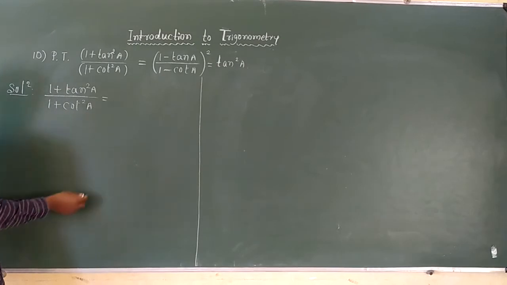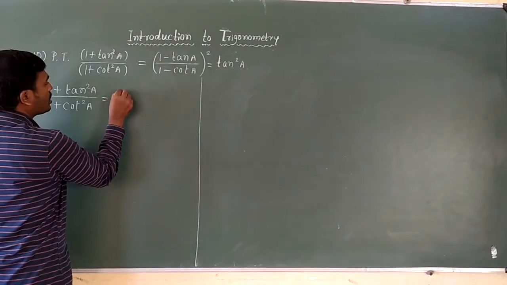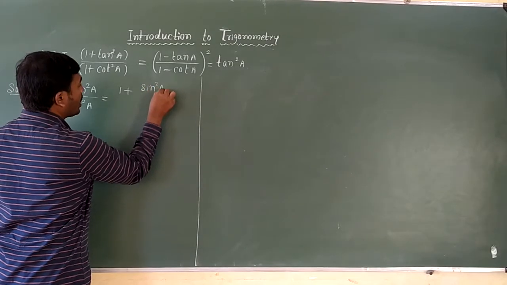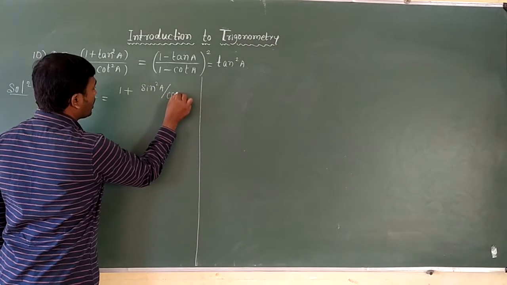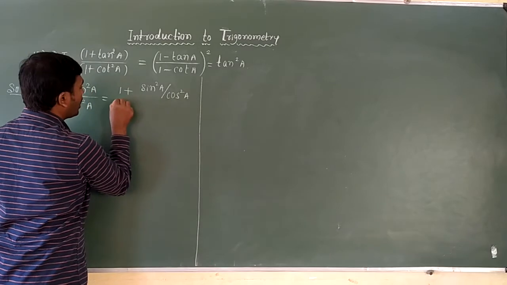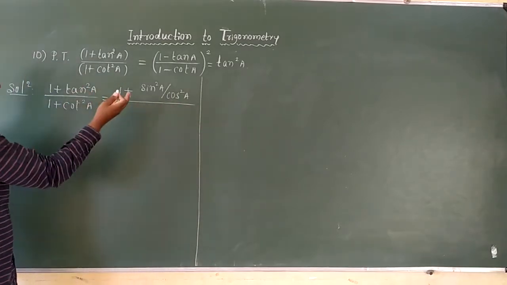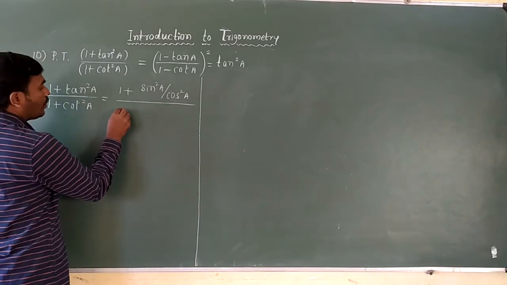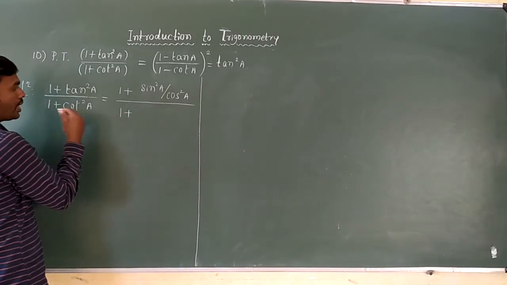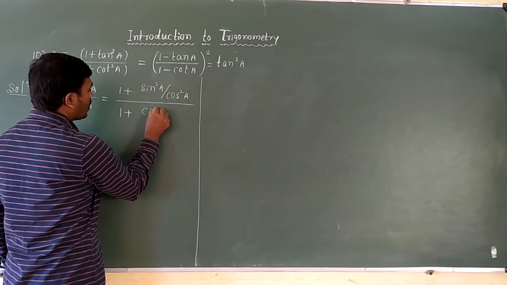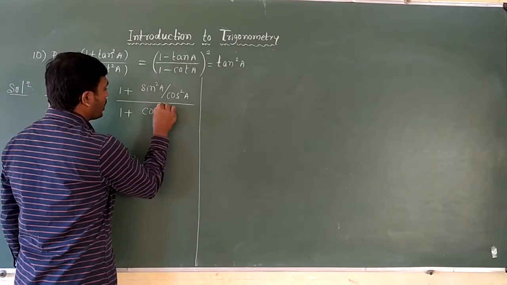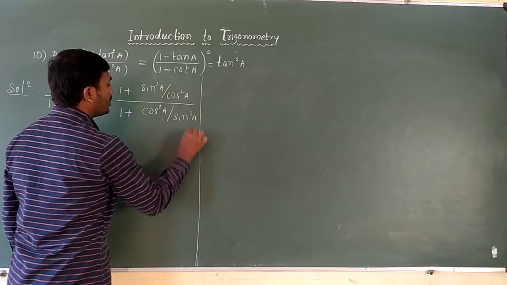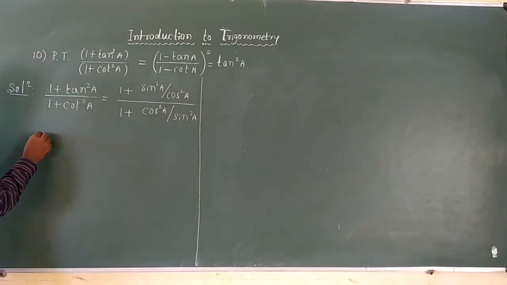Let us write this in terms of sine and cos. So this is equals to (1 plus sin square a divided by cos square a) whole divided by, because tan is what? Sin a by cos a. Similarly, 1 plus, here cot square a can also be written as what? Cos square a divided by sin square a. Let us simplify this one again, children.